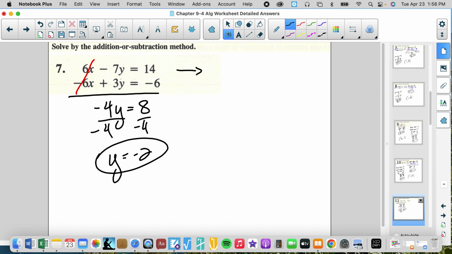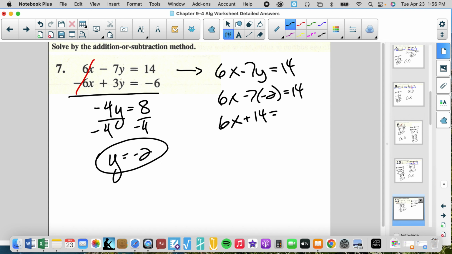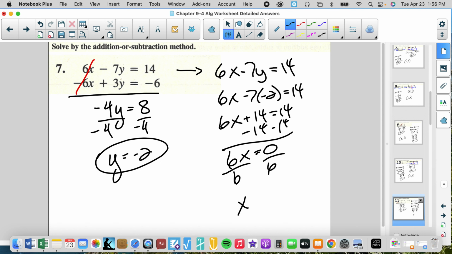So we'll take 6x minus 7y equals 14. 6x minus 7 times negative 2 equals 14. 6x plus 14 equals 14. Minus 14. We get 6x equals 0. Divide by 6, x equals 0. And 0, negative 2 would be our coordinate.